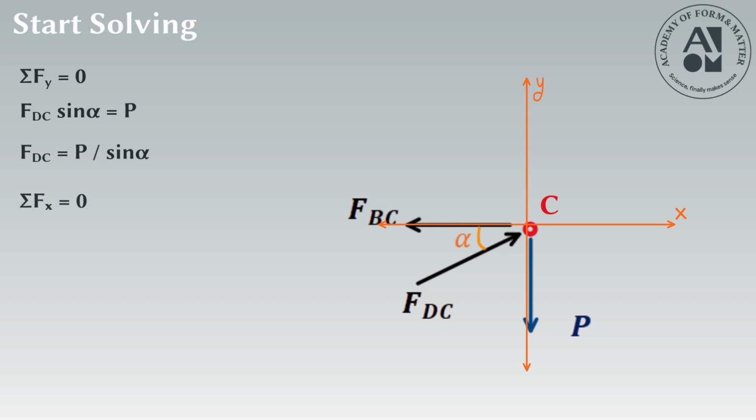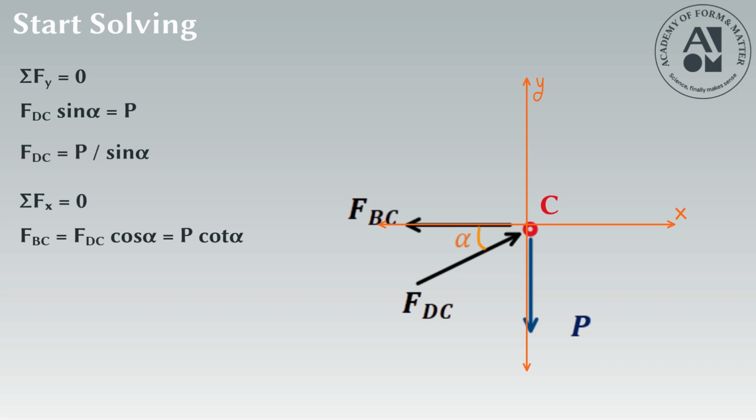Next, sigma Fx equals 0. The horizontal member FBC balances the horizontal component of FDC. So, FBC equals FDC times cosine alpha, or FBC equals P cotangent alpha.